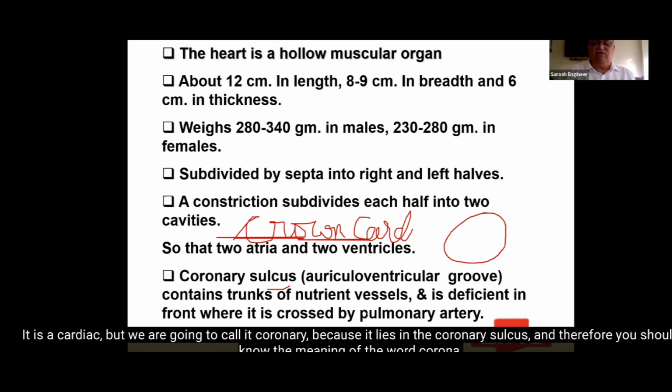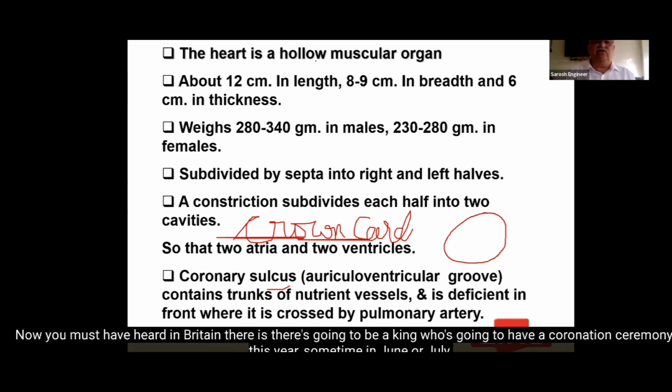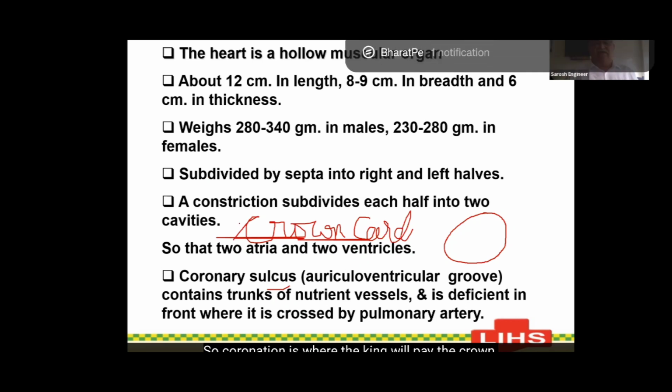And therefore, you should know the meaning of the word corona. Corona means the crown. You must have heard that in Britain, a king is going to have the coronation ceremony this year, sometime in June or July. Because of the coronation ceremony, that person will become king. Coronation is where the king will wear the crown, right?